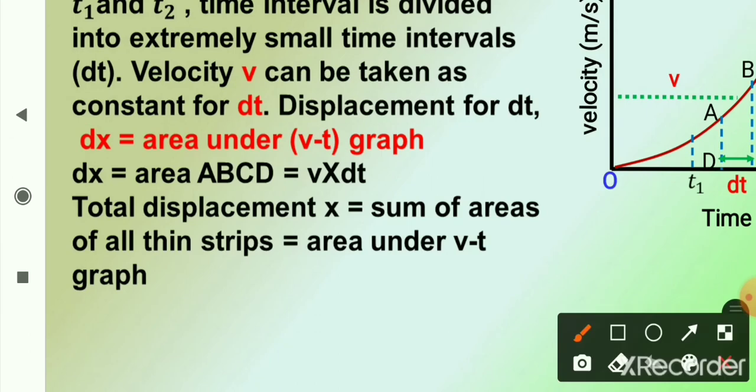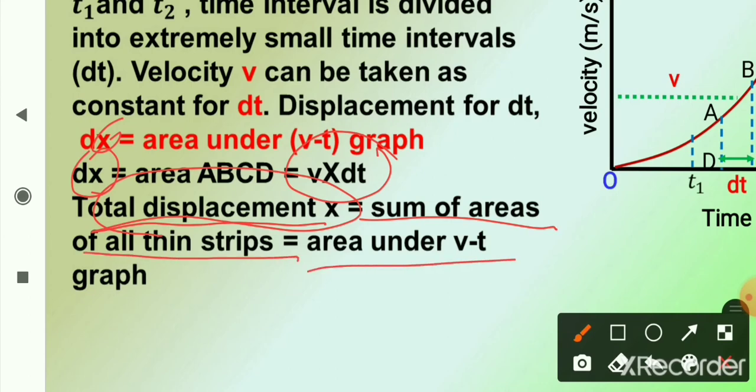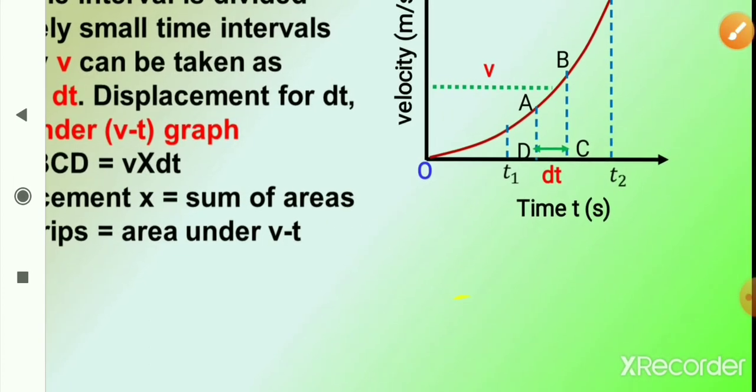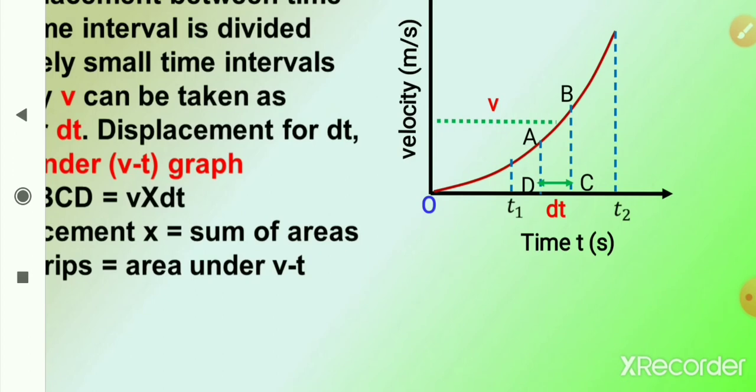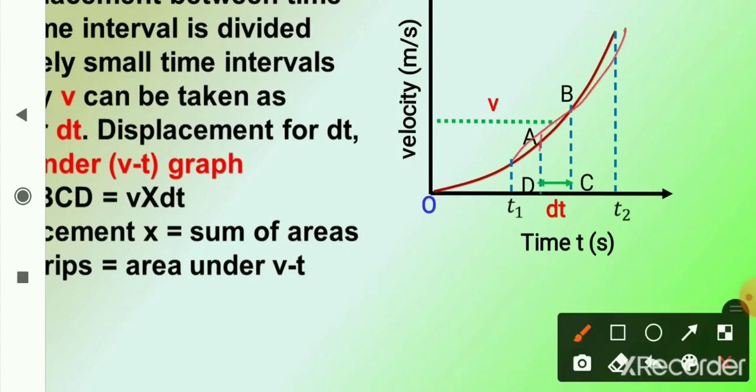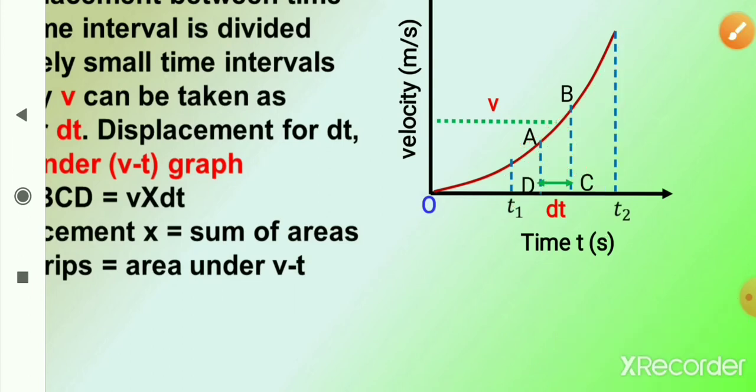Now the total displacement, see, for the thin strip the displacement is v into dt. So total displacement will be the sum of the areas of all the thin strips, that is the area under the vt graph. इस पूरी लाइन के नीचे, ये जो लाइन है यही vt ग्राफ है. सो इस लाइन के नीचे का ये पूरा का पूरा एरिया आ जाएगा. ये सारे थिन स्ट्रिप्स को हम ऐड करेंगे तो सारा एरिया इसके नीचे वाला आ जाएगा between these two time intervals.